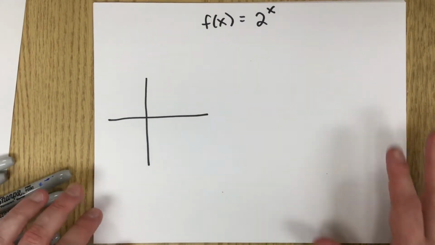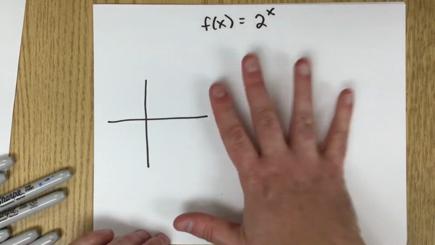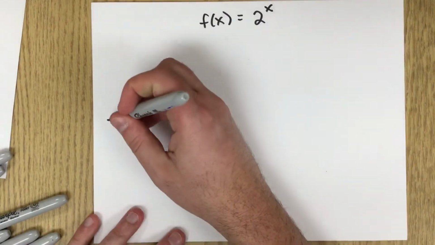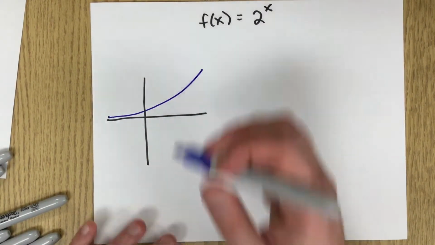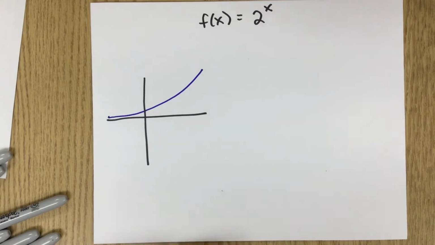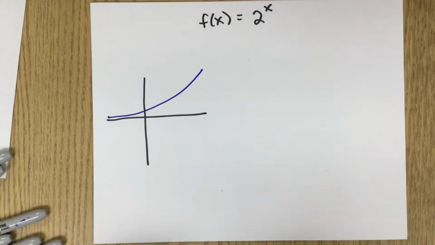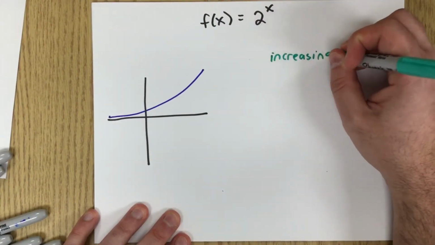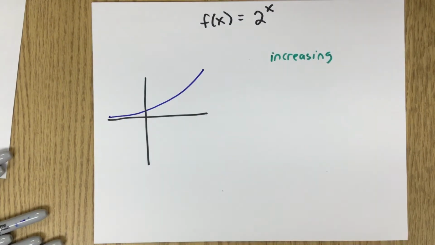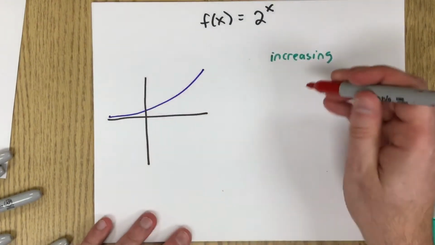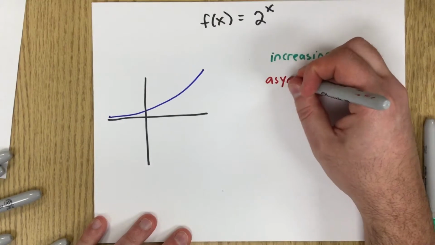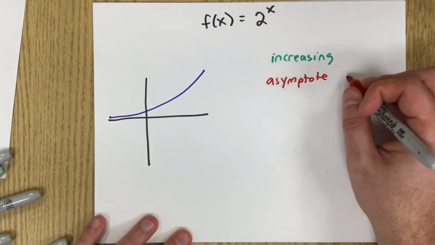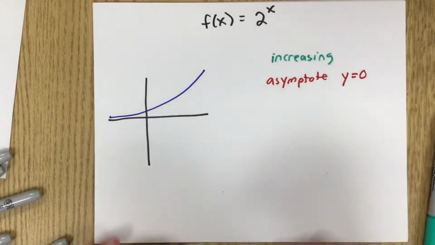So we're just going to quickly finalize this up by going through some of the properties. So if f of x equals 2 to the x, the graph looks something like this. And what do we know? We know that it is increasing. We know that the asymptote is going to be along there. So see, the asymptote is at y equals 0.